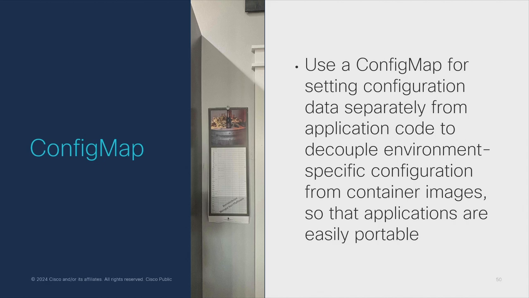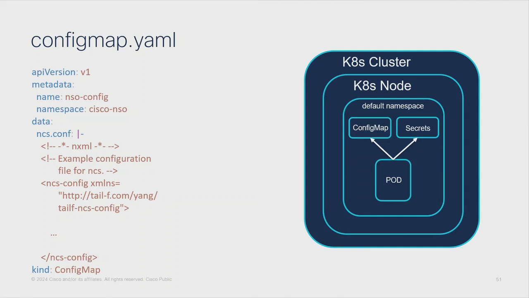In terms of NSO and Kubernetes, we find that the NCS config file actually lends itself to be put in a config map because it defines how our NSO environment or the NSO setup is supposed to behave. Like what kind of logging level do we have? What kind of APIs do we want to have available? So this is just kind of nice to be put into a config map.